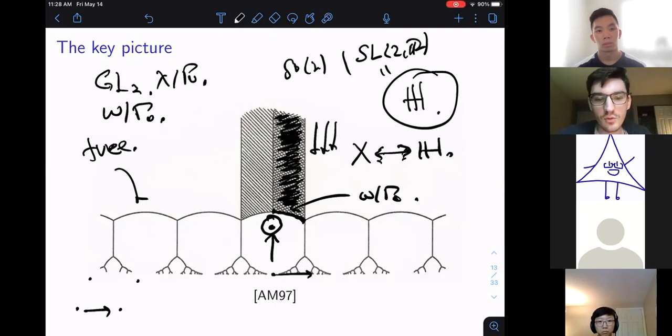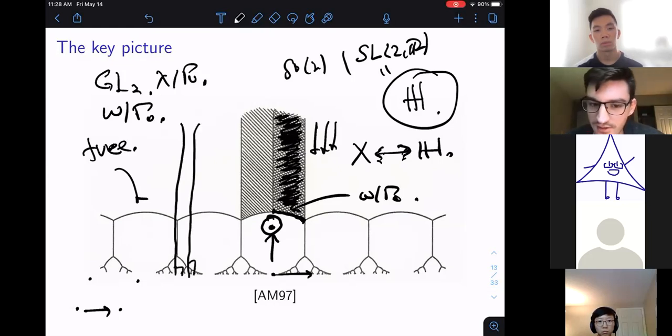So this tree, which gives you the well-rounded retract in the upper half plane, its quotient modulo gamma gives you this arc, onto which the symmetric space modulo gamma deformation retracts via a series of geodesic flows down these vertical line geodesics that are perpendicular to the x-axis in the upper half plane.